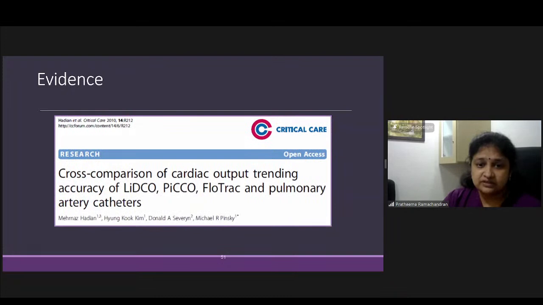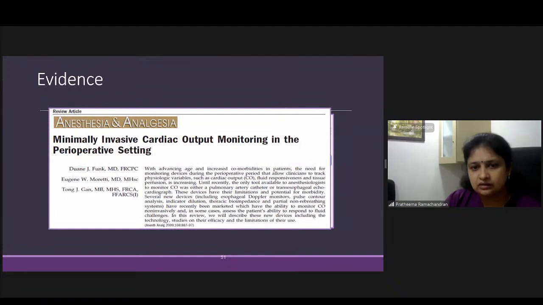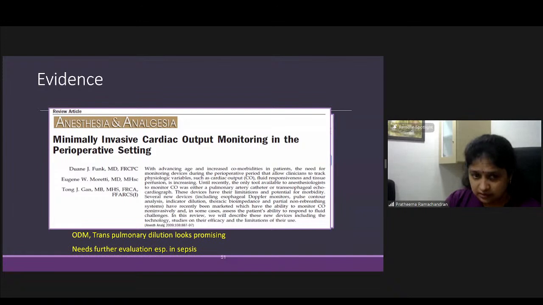There are a lot of pitfalls in hemodynamic monitoring. No, we cannot take one hemodynamic monitor and say that it is enough for the patient. One variable is not enough for the patient. So there have been a lot of pitfalls which have been studied, and slowly the evidence of minimally invasive is helping in the perioperative setting, yes, but in ICU still studies are going on. And all this ODM, transpulmonary dilution looks very, very promising, and ODM is the esophageal Doppler monitor, but it needs further evaluation in sepsis or any other forms of shock.